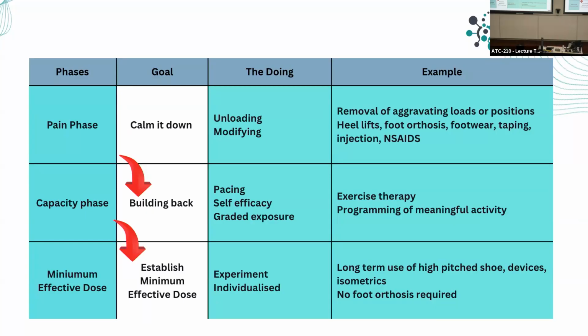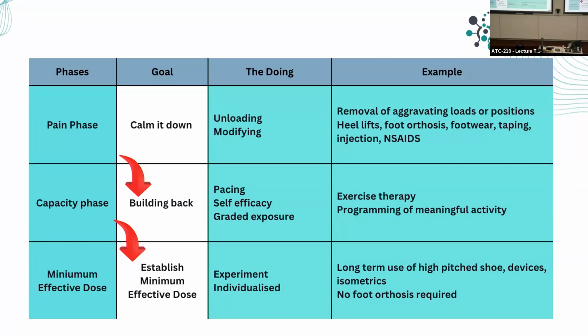And maybe doing more exercise or a really dedicated 20, 30-minute exercise per day is probably not going to be that helpful. Once we get them out of this phase, and we can use these therapies, which we're going to talk about, we get them into the capacity phase. And that's building back to what they want to do, their meaningful activity.